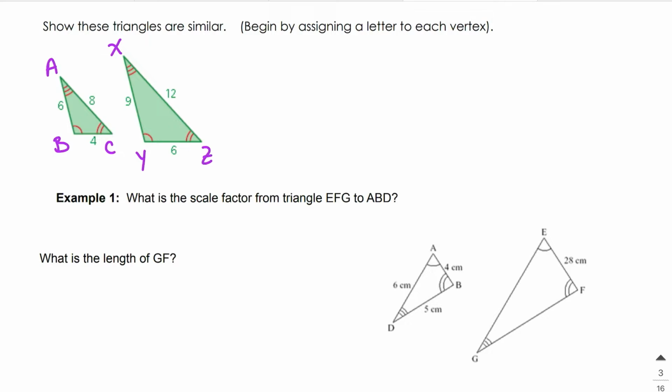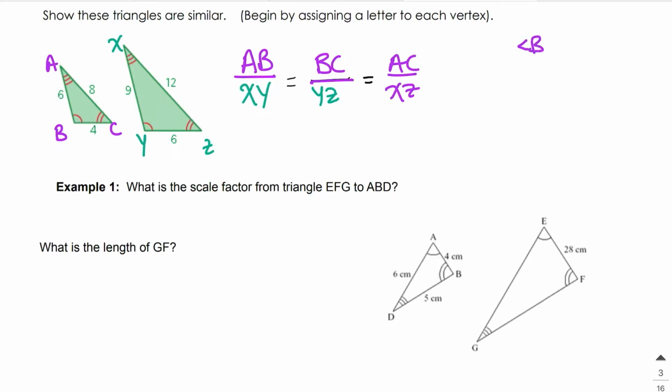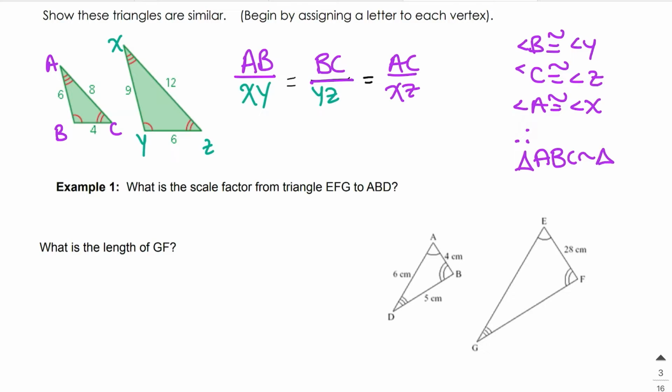If you look right here, we know that angle B is congruent to angle Y. We know that angle Z is congruent to angle C, and we know that angle A is congruent to angle X. We can say that angle B is congruent to angle Y, angle C is congruent to angle Z, and angle A is congruent to angle X. So this tells us that the two triangles are similar. So triangle ABC is similar to triangle XYZ.